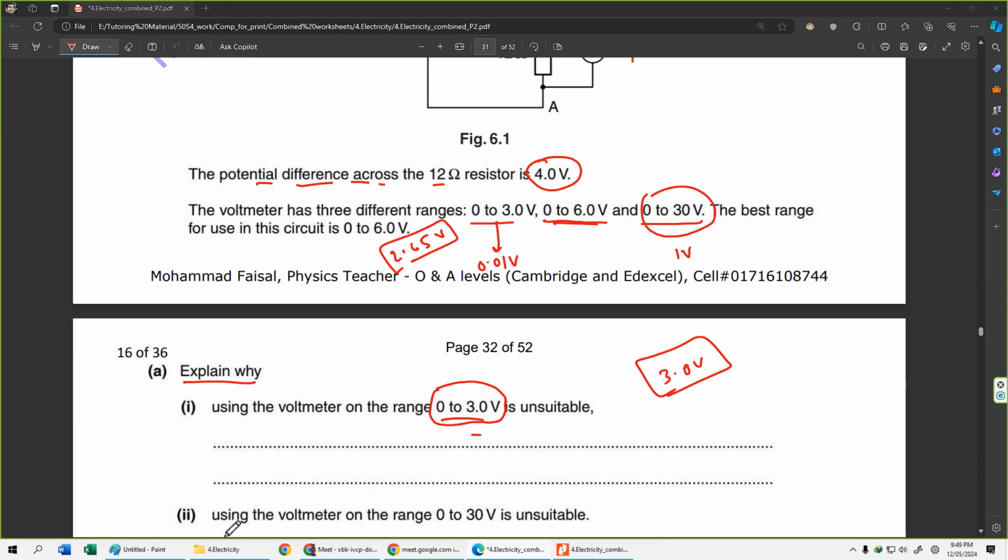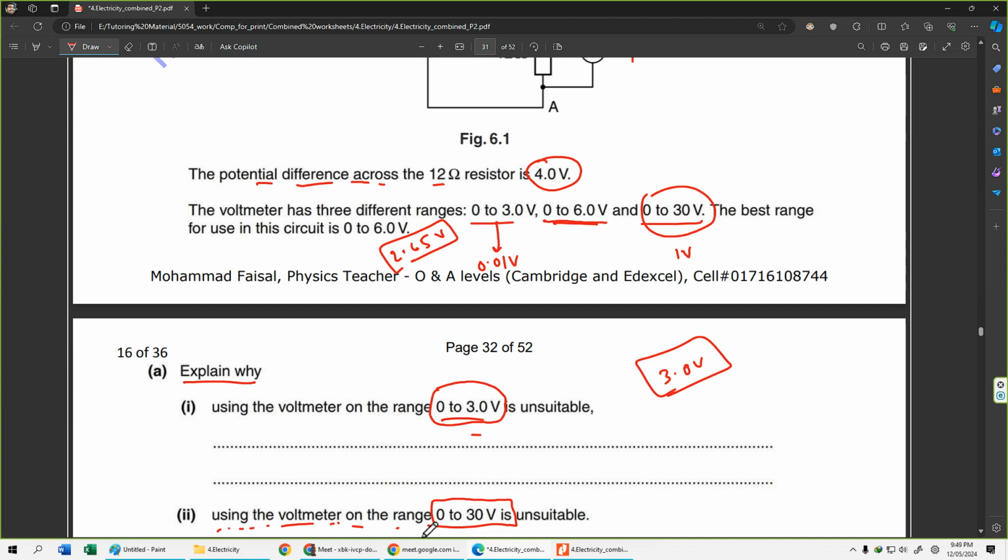What could be the problem for this one? Why using the voltmeter on the range of 0 to 30 volt would be unsuitable? Why is this a problem? Because these issues give us a very small deflection on the voltmeter, or the measurement would not have much accuracy.